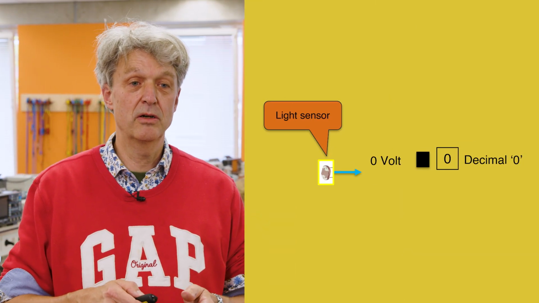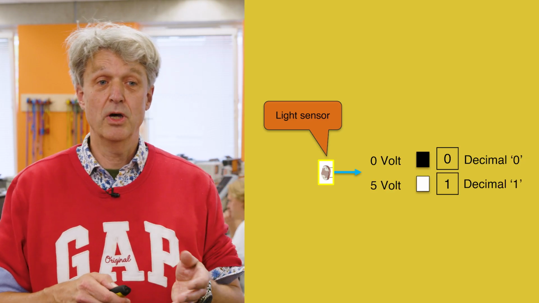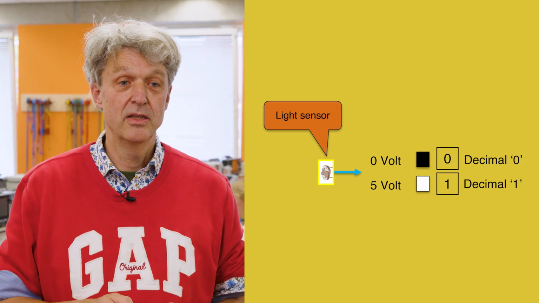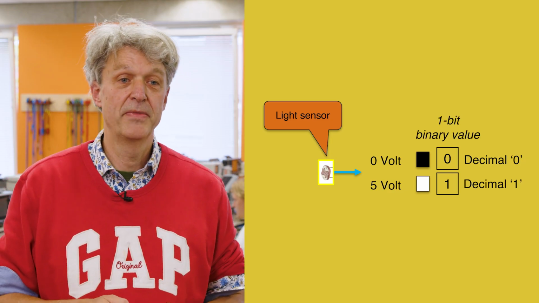This voltage, the 0 volts or the 5 volts, is translated into a binary value for computer processing. The binary value could be 0, in our case meaning 0 volts, there's no light, or it's 1, which means there's light present inside that room. So this is what we call a 1-bit value, which can be either 0 or 1.